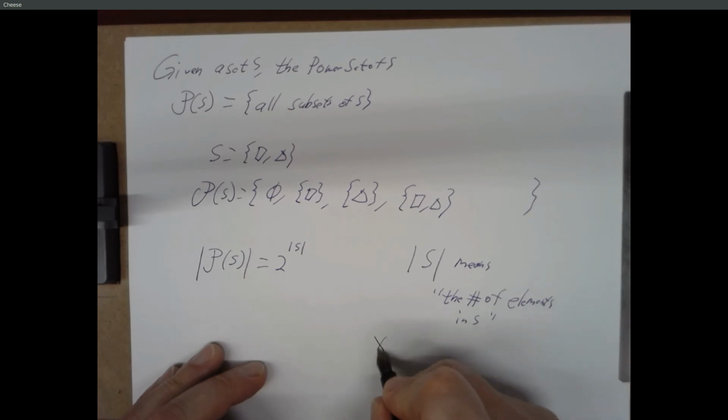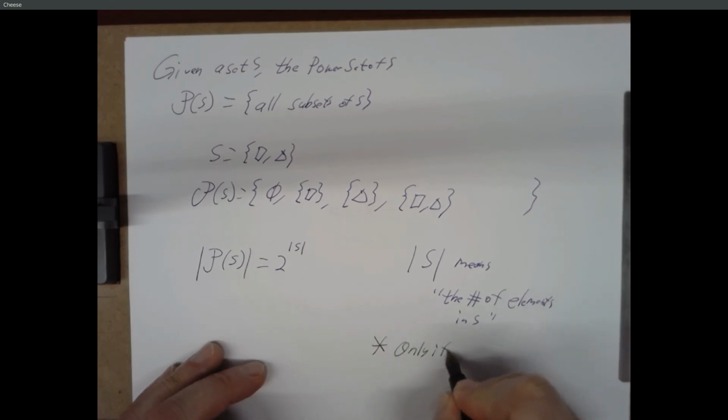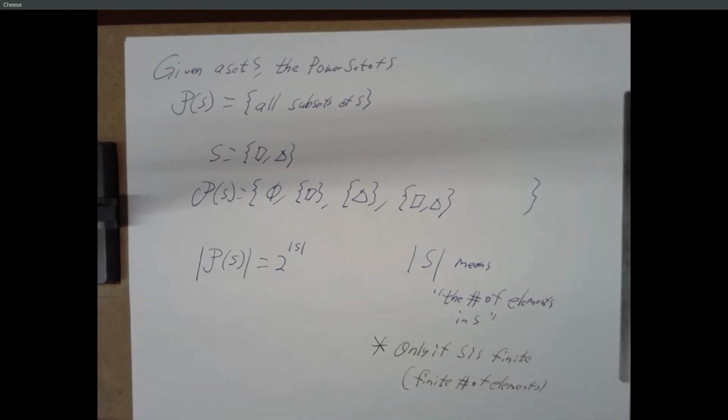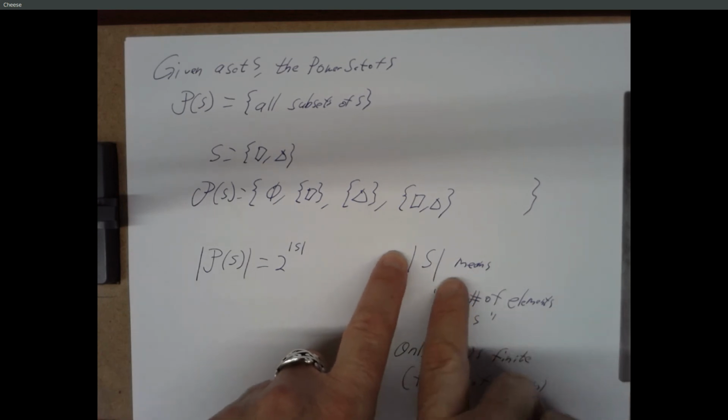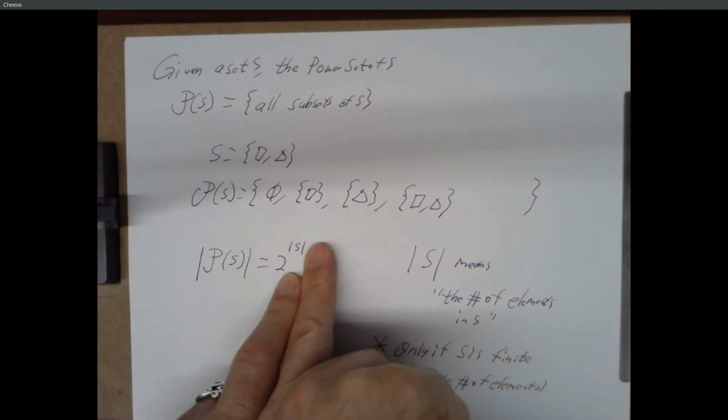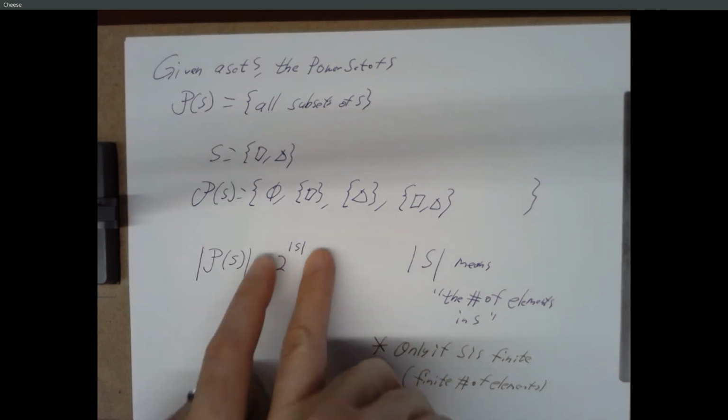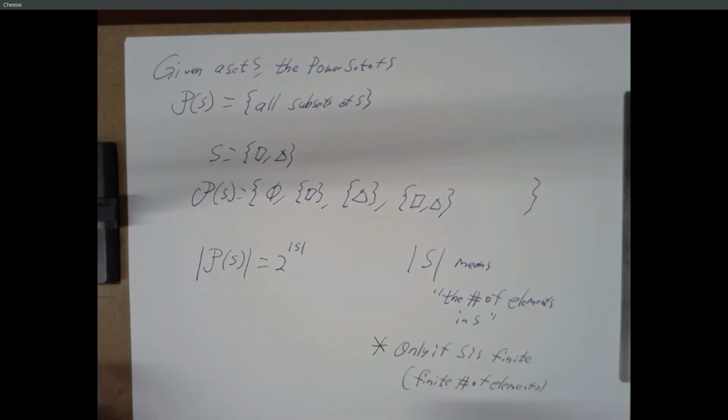And I'm going to put a note here, only if S is finite, meaning it has a finite number of elements. Because if S is an infinite set, if it has an infinite number of elements, then this would be infinity, which is not something we can raise 2 to, right? So this becomes meaningless if the number of elements in S is not an actual number. So this only works if we have a finite set, a set containing only a finite number of things.